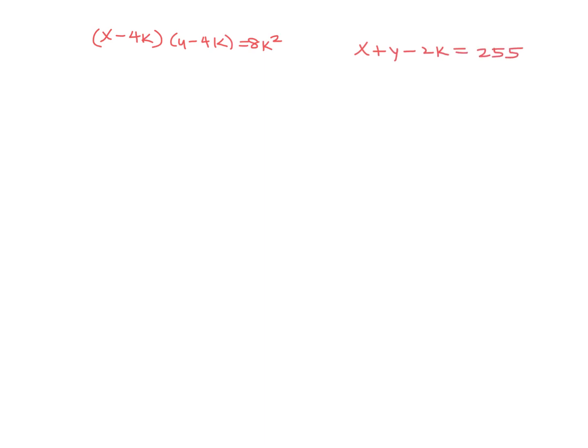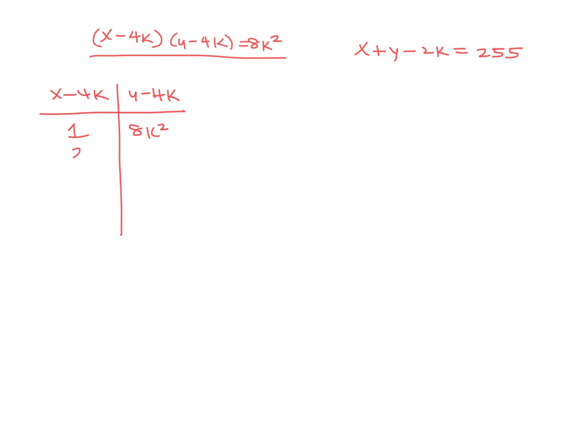Okay. So from this guy, I make a little table on the side, x minus 4k, y minus 4k. And the possibilities to me look like 1 and 8k squared, 2 and 4k squared, 4 and 2k squared, 8 and k squared, k and 8k, and 2k and 4k, I believe. And as always, I think it's interchangeable. Okay, so that takes care of that.